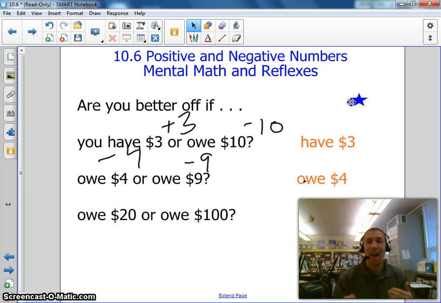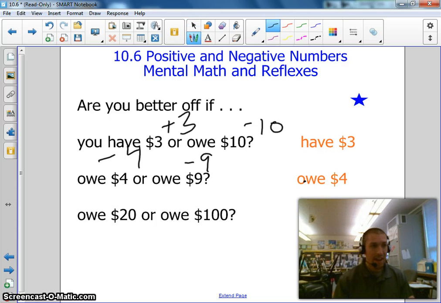So it's the opposite. It really requires you to put some thought into it. Would you rather owe 20 or owe 100? I hope your answer is you would rather owe $20 than owe 100. So negative 20 is definitely better than negative 100. Okay, so you have to keep that in your mind as you're doing this.